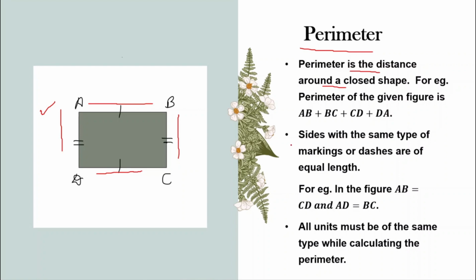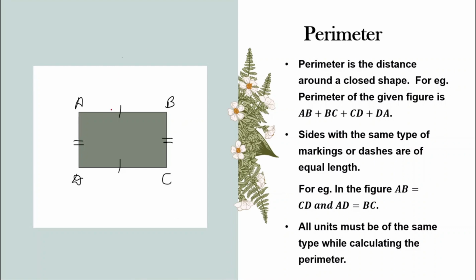I hope it's clear. Basically, whatever sides are used to make that figure, if you add them together, you will get the perimeter. Okay. Now, when you are calculating the perimeter, there are a few things that we need to keep in our head. First is, sides with the same type of markings or dashes are of equal length.